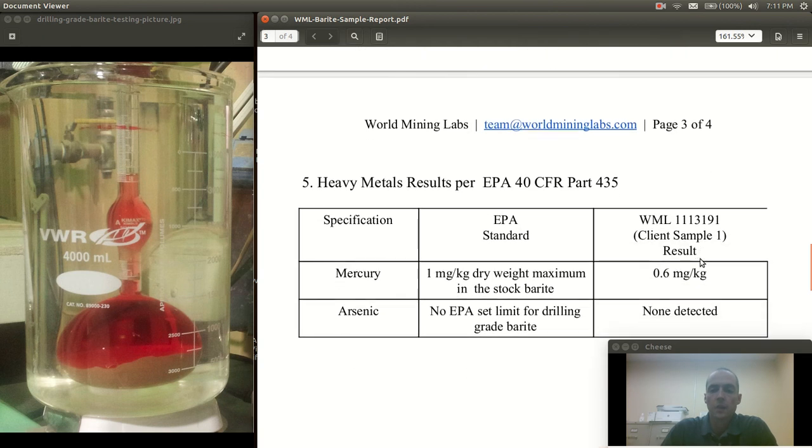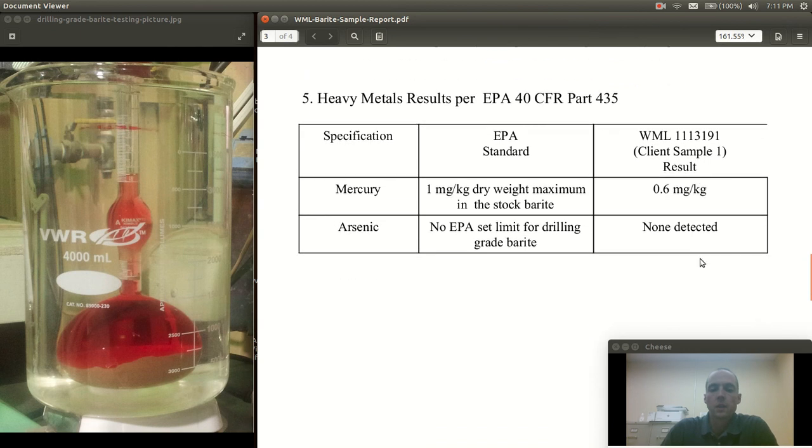Then the other thing that the EPA requires is heavy metals analysis: mercury, arsenic, cadmium. We can actually run it on multiple heavy metals, even if the EPA doesn't have a spec for it. In this case, this sample client wanted mercury, which has an EPA test limit, which is 0.6. And then the other one, they wanted arsenic, which actually doesn't have a limit.